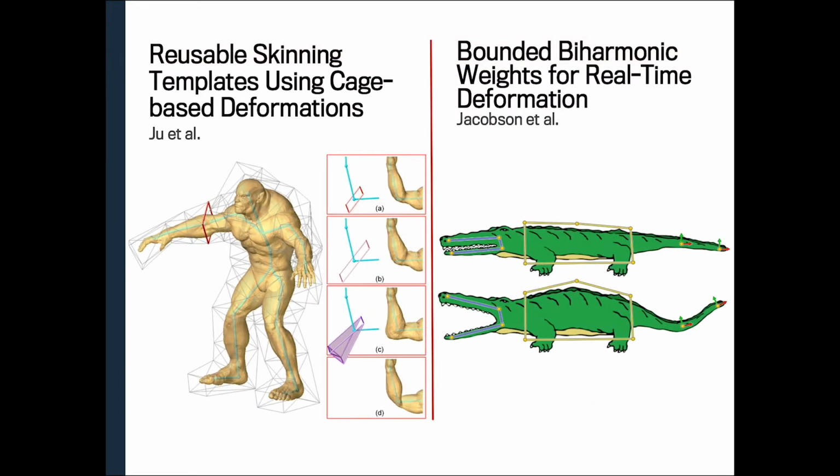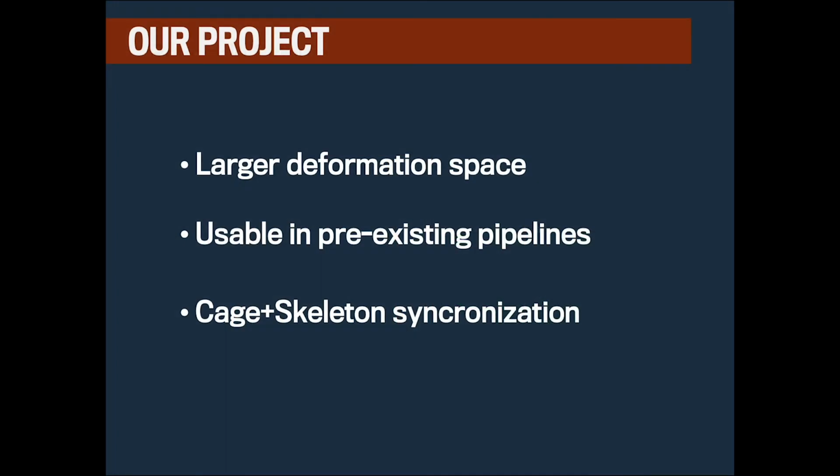Previous attempts to combine skeletons and cages fall short because they are not general enough. They break back compatibility or they aim at different goals rather than create a unified structure. Our main contribution is a deformation system that combines the deformation spaces of skeletons and cages, revealing a much larger deformation space which contains configurations that cannot be achieved using solely a skeleton or a cage.